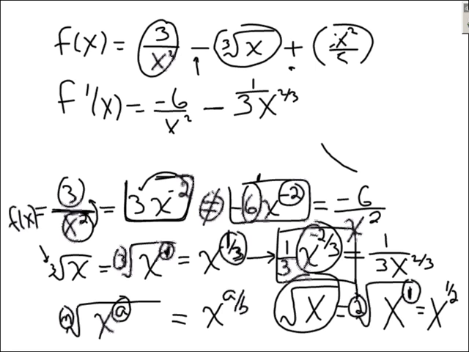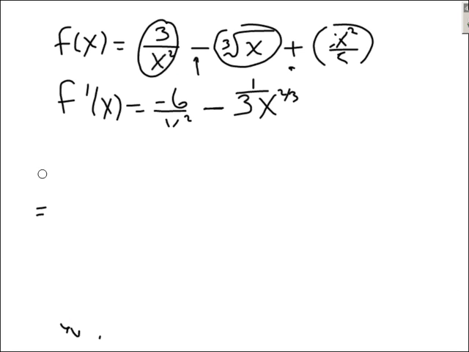Okay, now we need to look at the next one. Let me erase all this, and we look at the next term. For the next term, you have to be clever. You have to realize that that's a constant multiple rule. That's nothing more than a constant multiple rule. Multiplication and division are basically the same.